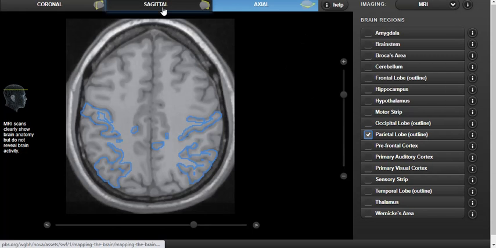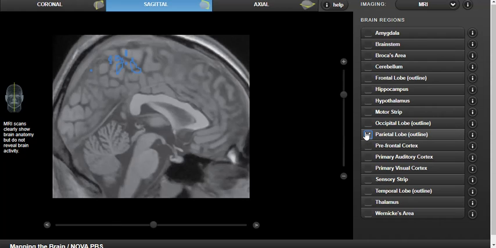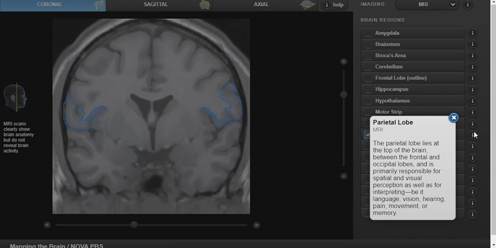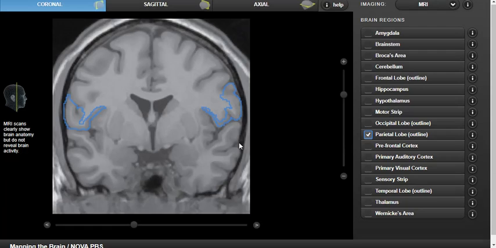The parietal lobe, this is the axial view, and then the sagittal view, and here's the coronal view. So it lies at the top of the brain, between the frontal and the occipital lobes, and it's responsible for spatial and visual perception and interpreting things like language, vision, hearing, pain, movement, and memory.